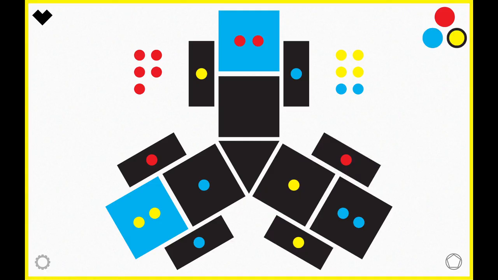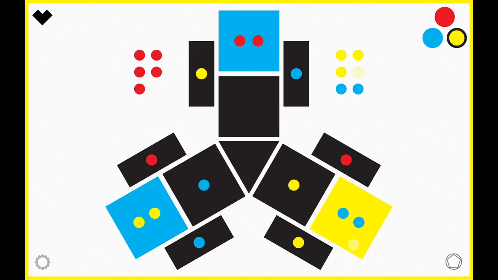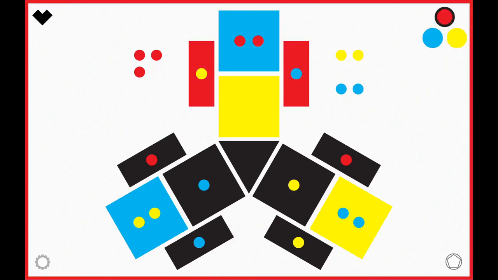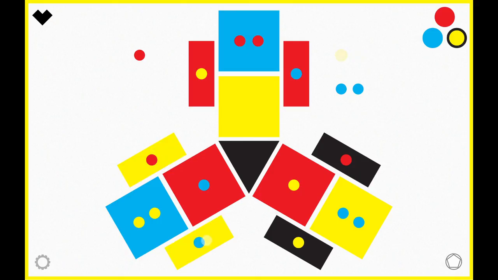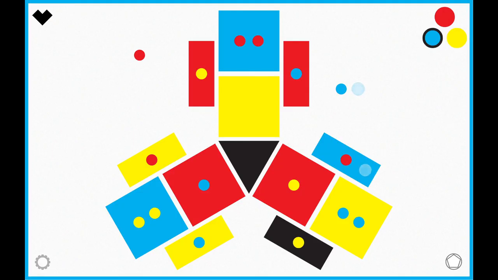Let's try yellow now. I think it's going to be the opposite of that one. And then same here. Could be blue. So then I guess this one's yellow. Okay, so then these are red. So then this is red. So then this is red. So then these are yellow. So then these are blue.